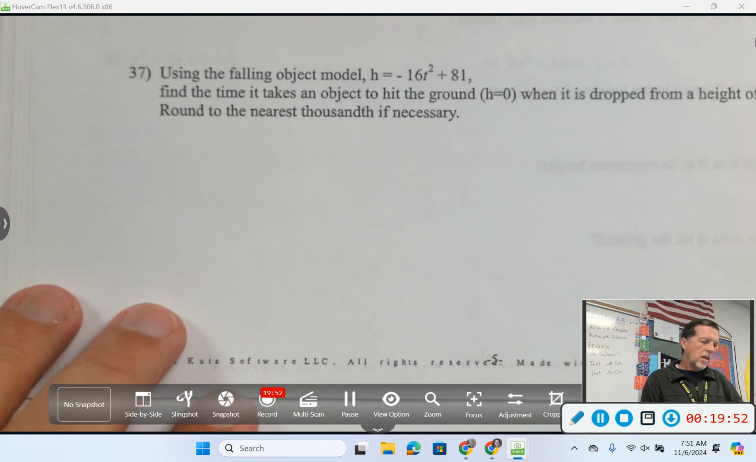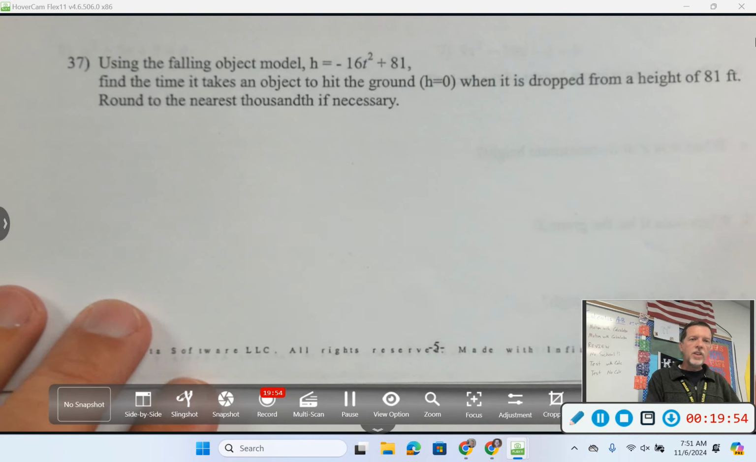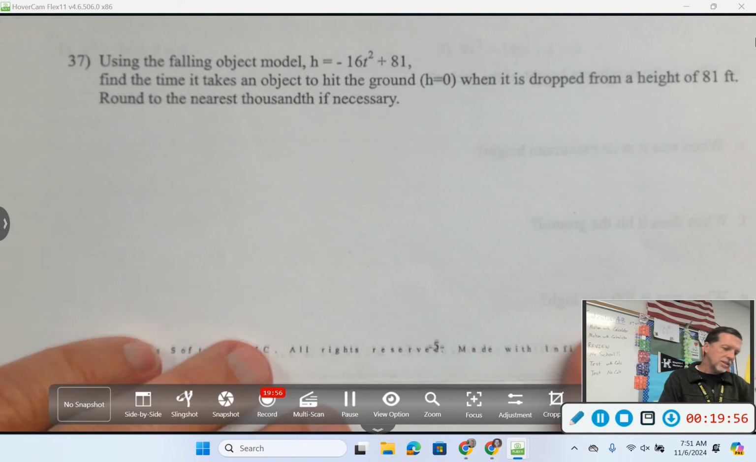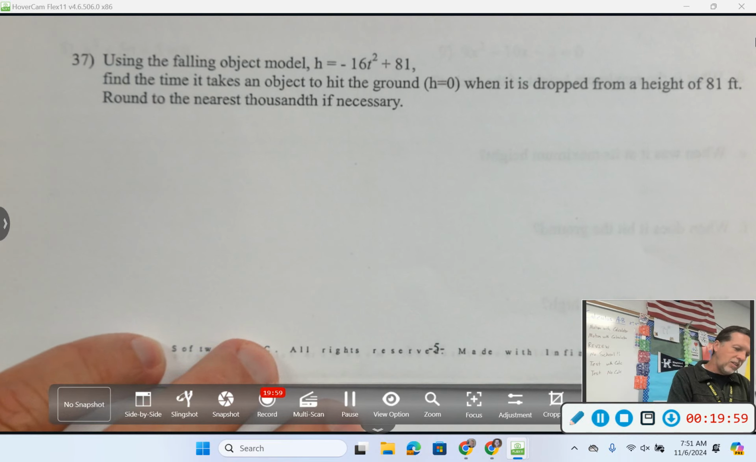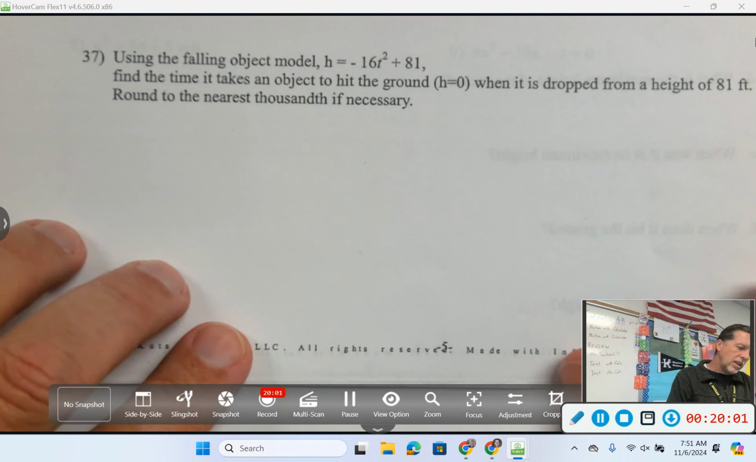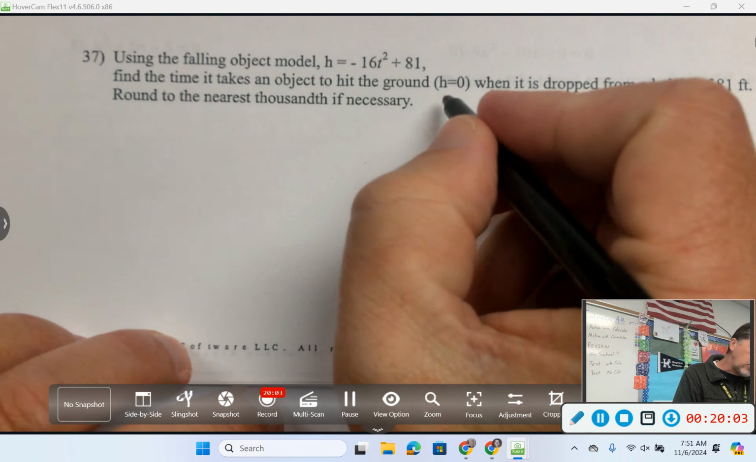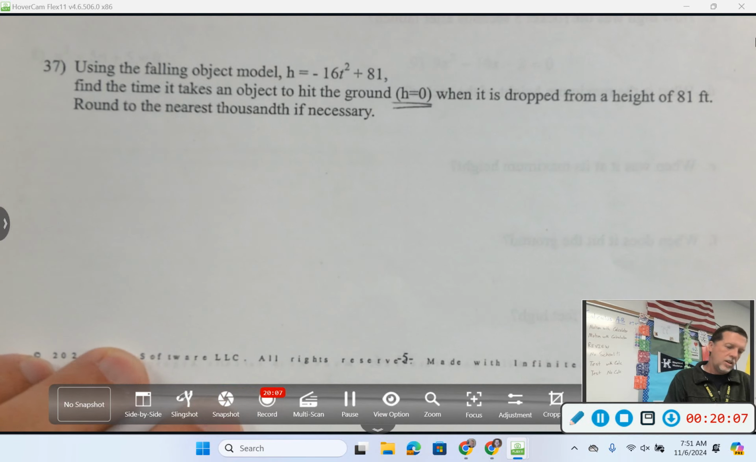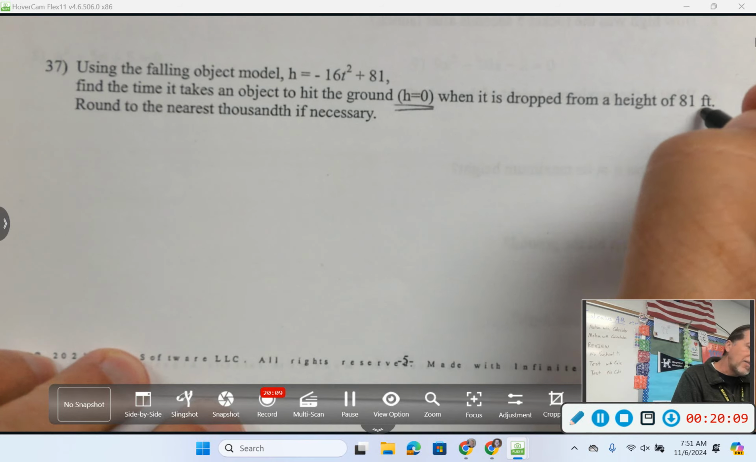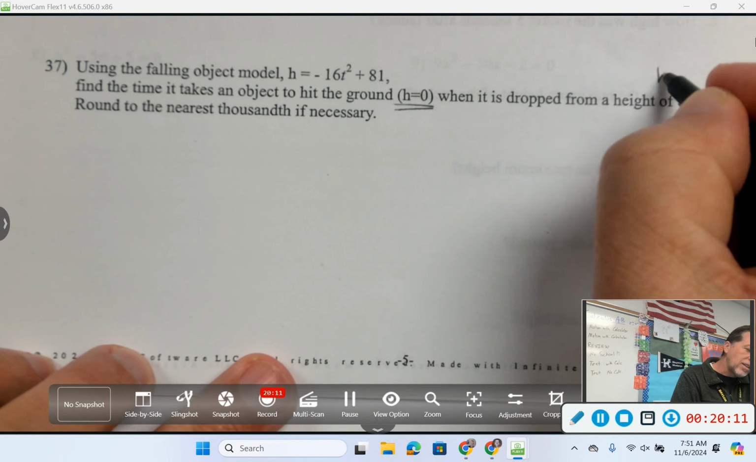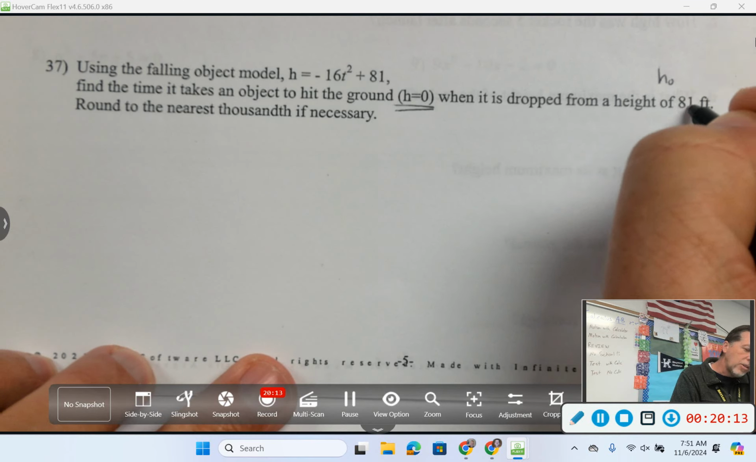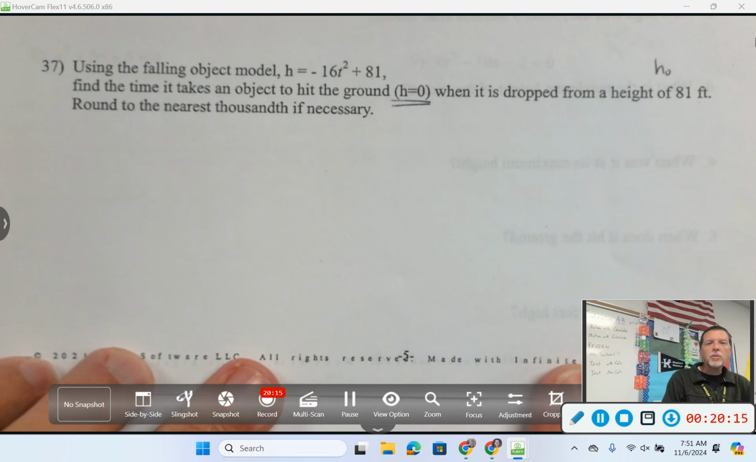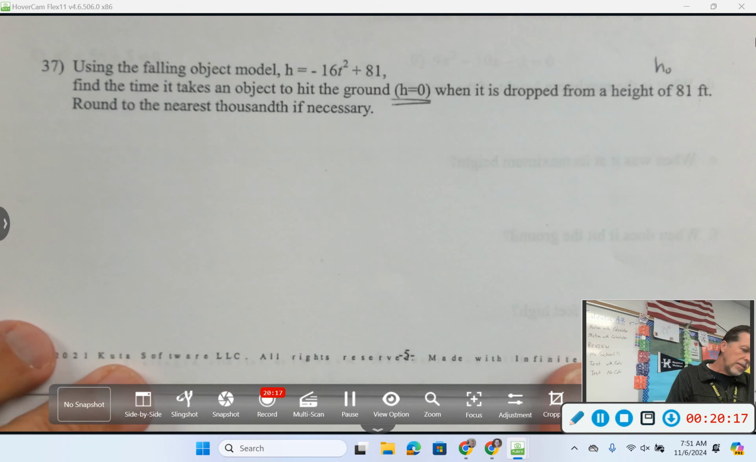37. Using the falling object model, h equals negative 16 t squared plus 81. Find the time it takes an object to hit the ground. Oh, that's kind. They even reminded you that means h is 0, when it is dropped from a height of 81. So h0 is 81, but we kind of knew that already from the picture.